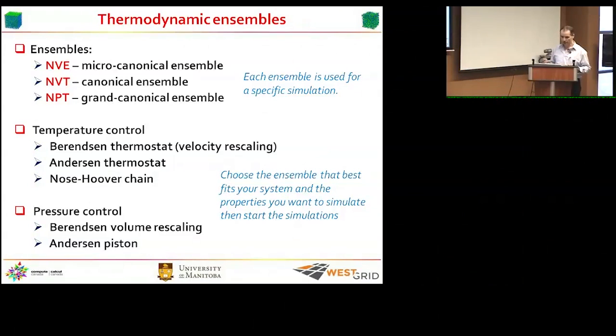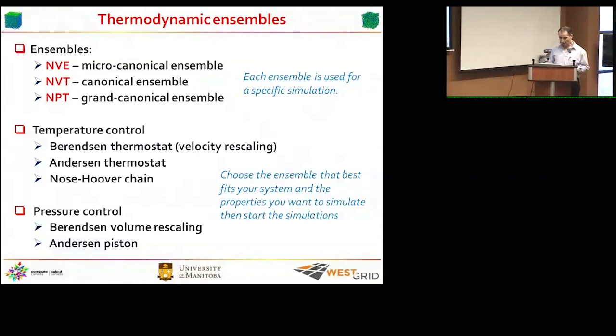Just to mention, for all MD simulations, we always use a constant number of particles. If you want to change the number of particles, you have to do Monte Carlo simulation, because using Monte Carlo we can add atoms or remove atoms. Sometimes there are programs where we mix between Monte Carlo and MD simulations.